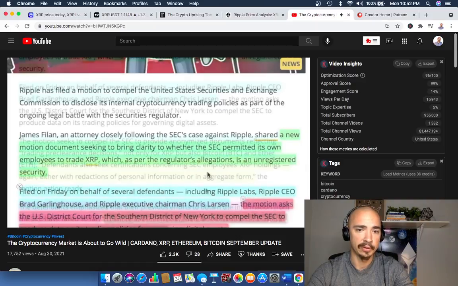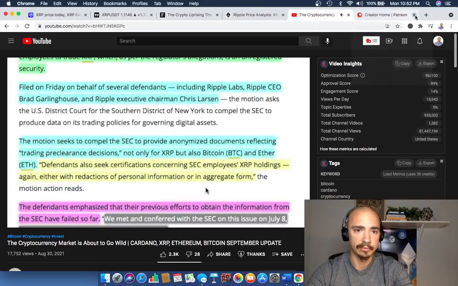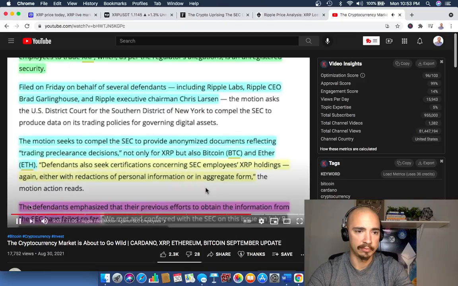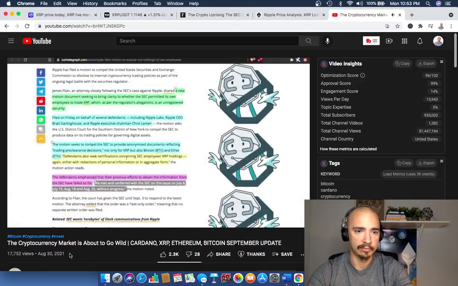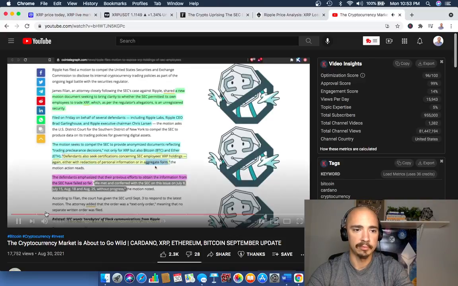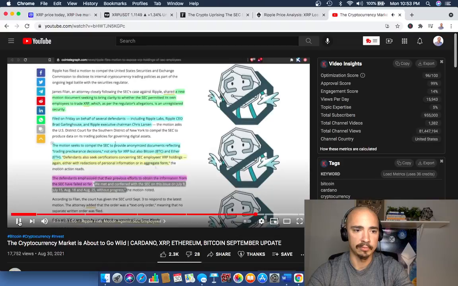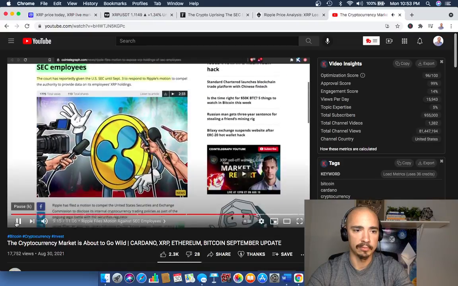Is now in question. The motion seeks to compel the SEC to provide anonymized documents reflecting trading preclearance decisions, not only for XRP, but also Bitcoin and Ethereum. And they're not trying to dox anybody. You could redact the names. You could just put that data in an aggregated form. But they want to know, generally, what is that information? Give me your take on this down below.